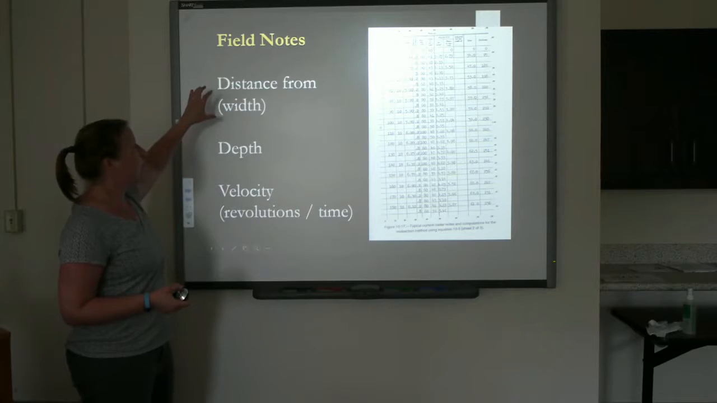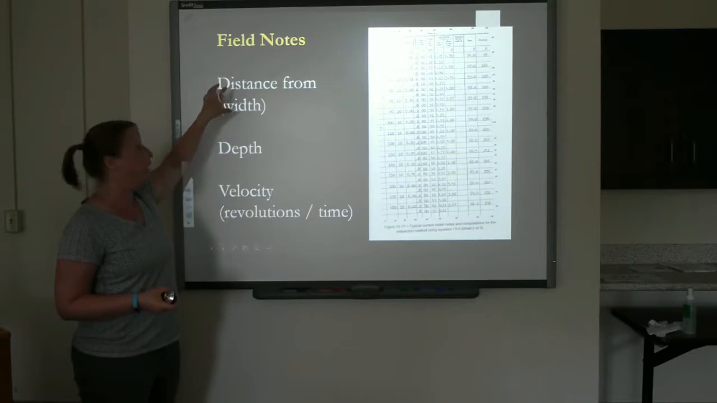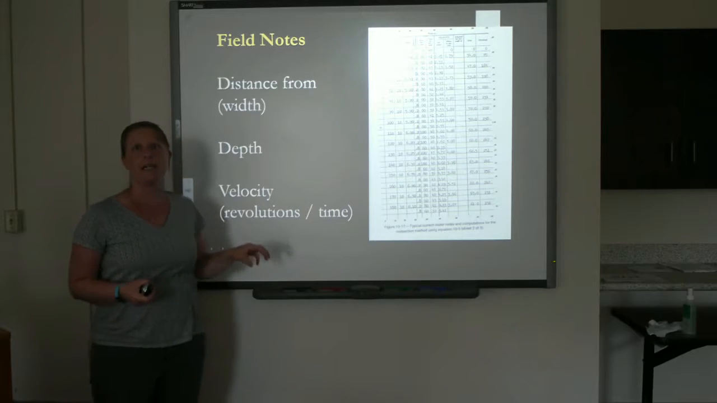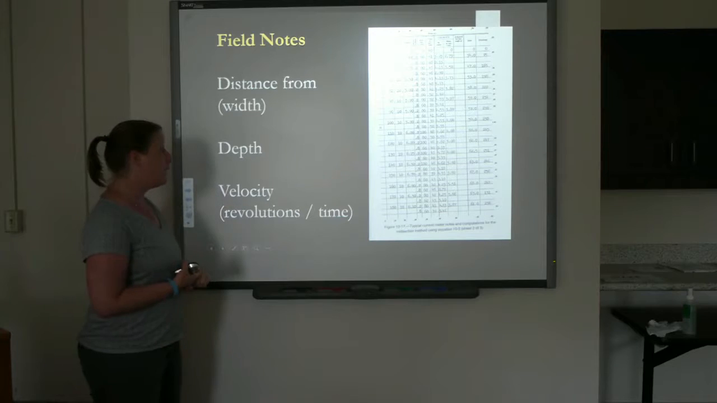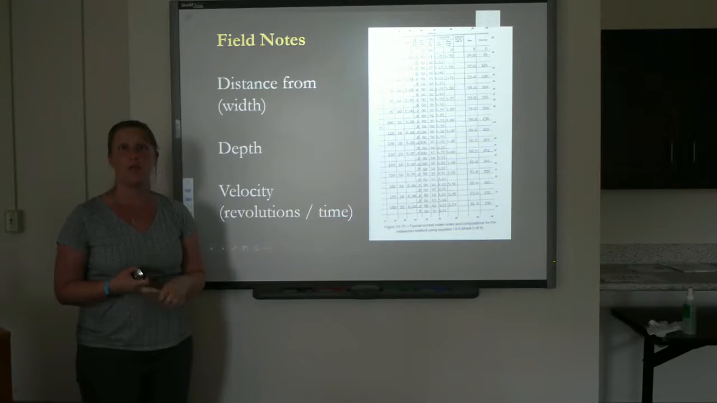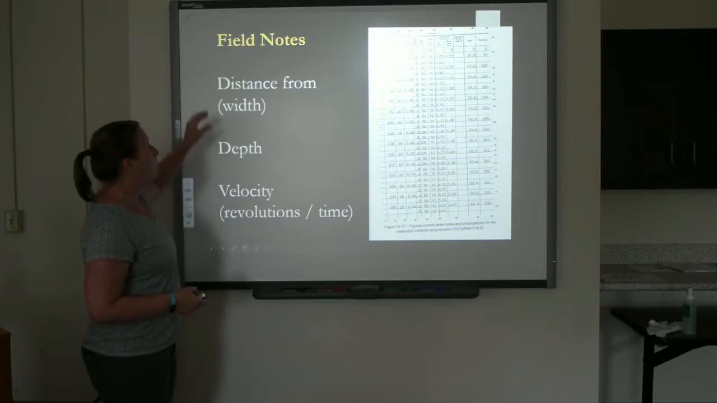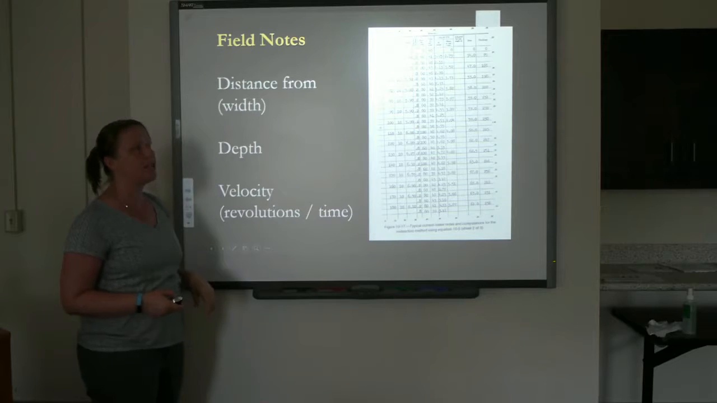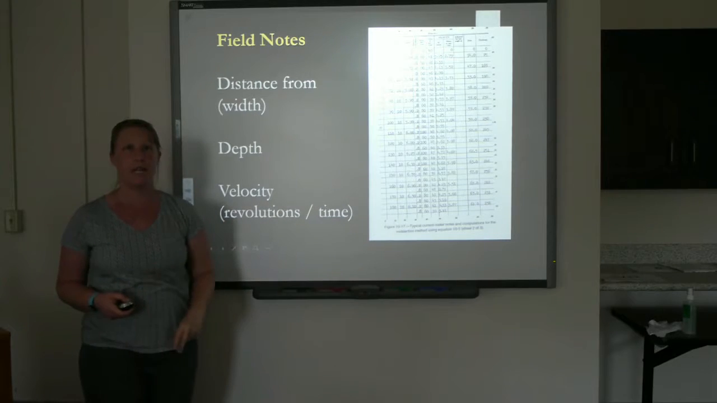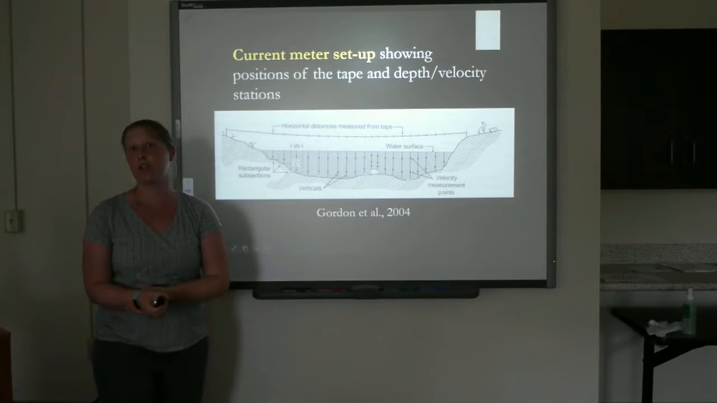But essentially, we'll use the distance from the bank, our depth, and our velocity to calculate a cross-sectional area and our flow rate. Because we don't actually have the width of each of our sections, we really only have the distance along our tape. What we have to do is go back and create what's essentially an integral.